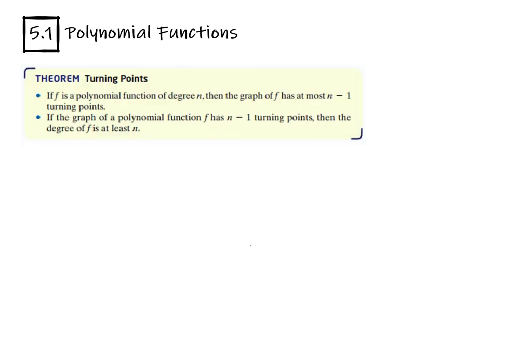This next theorem is about turning points, and first of all, we should define turning points. They're basically the maximums and the minimums of the functions. Each of those peaks and valleys is considered a turning point. It says if a polynomial is of degree n, then the graph has at most n minus 1 turning points. That means if I have a polynomial of degree 4, it has at most 3 turning points.